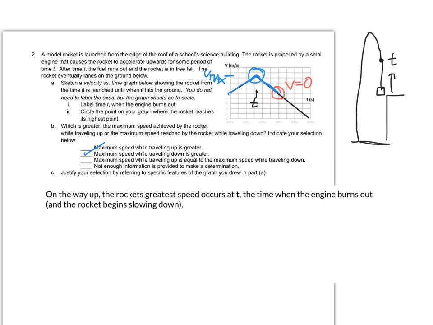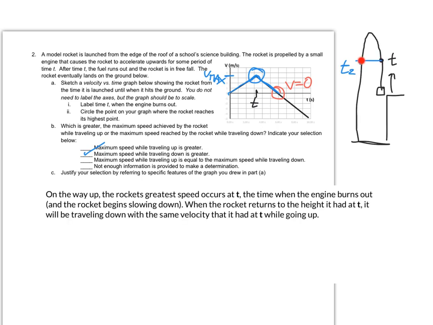When we're traveling back down, we're going to reach a point at an equal height, I'll say at a time here of t2, where our downward velocity is equivalent to the upward velocity we had at the same height. So whatever velocity we had here at t, we're going to have that same velocity here at t2, because it returns to the same height. So t2 is going to be somewhere around here.